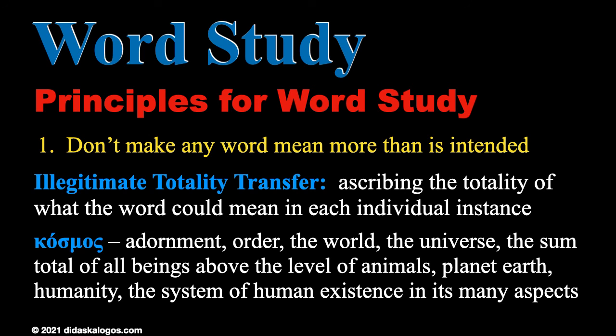Carson talks about illegitimate totality transfer. I think James Barr is the one who coined that phrase. And he describes it as ascribing the totality of what the word could mean to each individual instance. So, for example, the word kosmos, in do not love the world, could mean adornment, could be order, could be the world, the universe, the sum total of all beings above the level of animals, the planet Earth, humanity, the system of human existence in its many aspects. But it can't mean all of that in do not love the world.